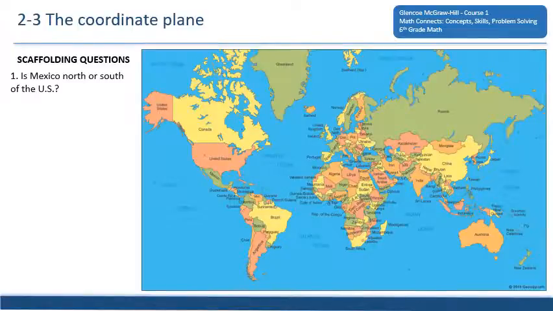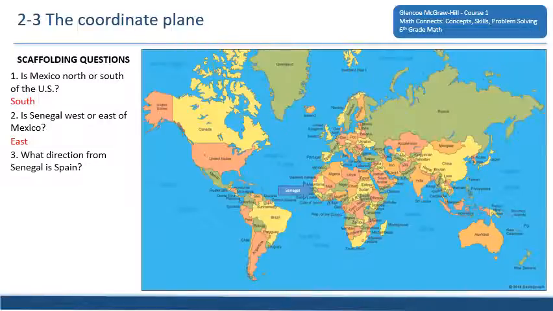Scaffolding questions. Is Mexico north or south of the U.S.? So North America is on the left side of this map, and Mexico is south of the U.S. Is Senegal west or east of Mexico? Well, Senegal is there. So is that west or east of Mexico? It's east. What direction from Senegal is Spain? There's Spain. North.